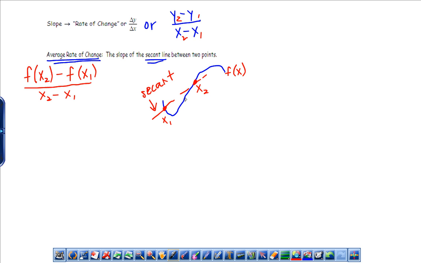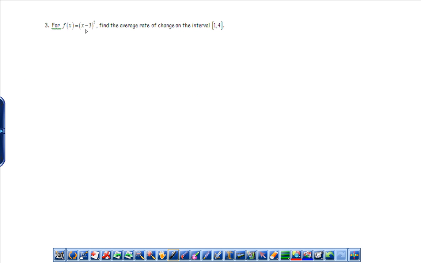If I were to pick points that were closer together, the closer together the x values you pick, they would turn into a tangent line. If I give you this function, (x - 3) raised to the second power, find the average rate of change over the interval. So this would be your x1 and your x2.